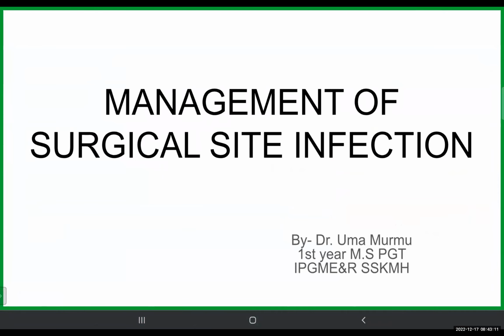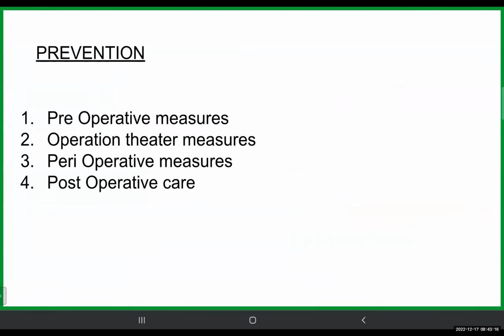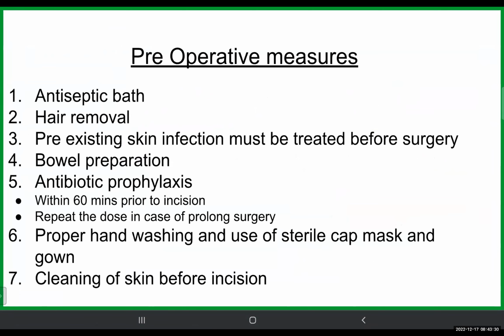Yes. Good morning, everybody. I'm presenting the management of surgical site infection. First, coming to prevention, that is pre-operative measures, operation theater measures, peri-operative measures, and post-operative care. In the pre-operative measures, first comes the antiseptic bath the day before the surgery, and hair removal. Clipping or using hair removal cream is better than shaving. Any pre-existing skin infection must be treated before the surgery.